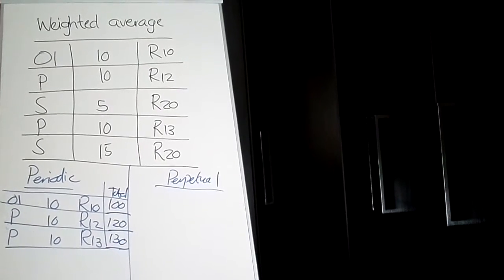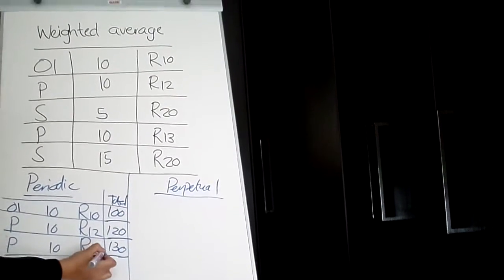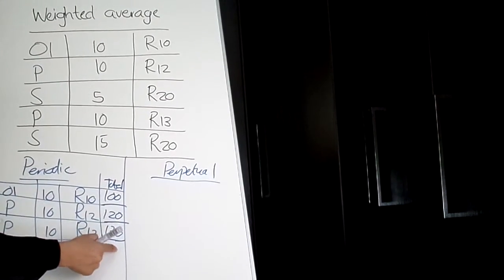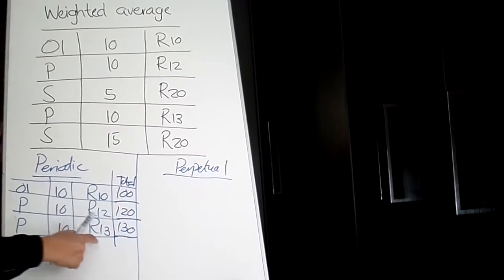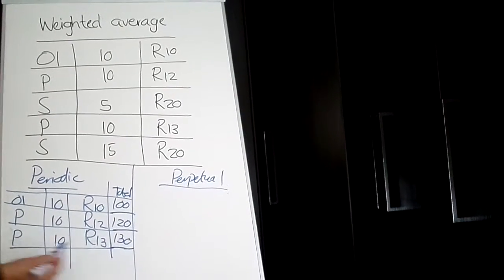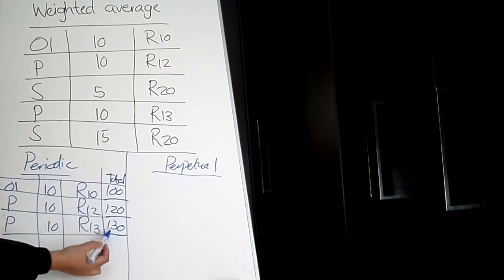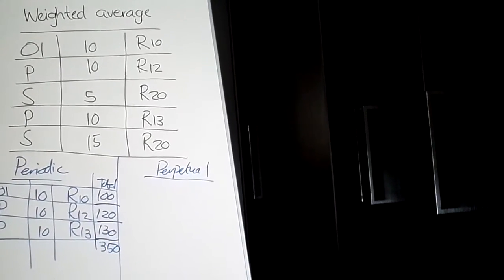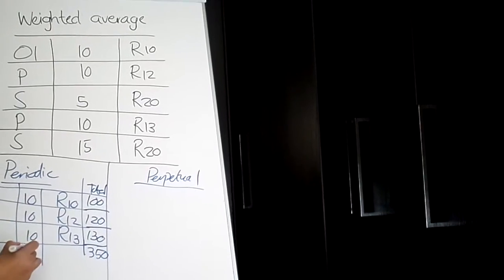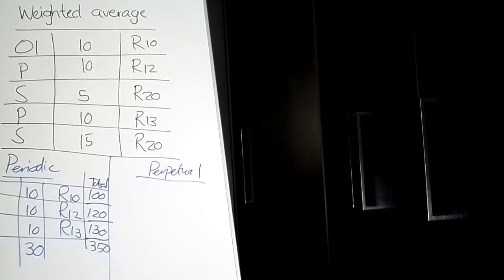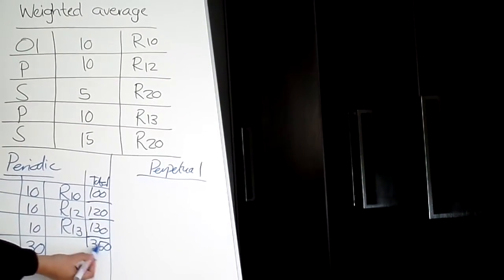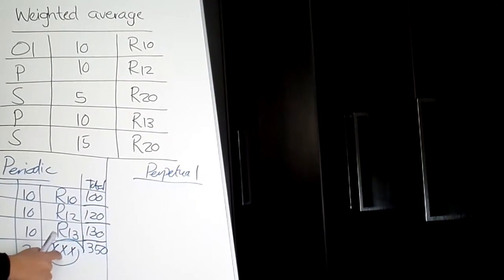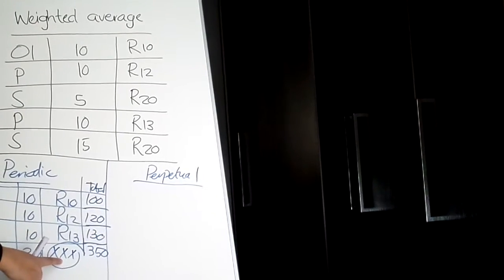When you are done calculating all of that, you can add up your totals and add up your quantities, and then say my total divided by my quantity will give me my weighted average. So 100 plus 120 plus 130 gives you 350, and 10 plus 10 plus 10 gives you 30. Then we say 350 divided by 30. It will give you your cost price, and that is your weighted average cost of inventory for the period.